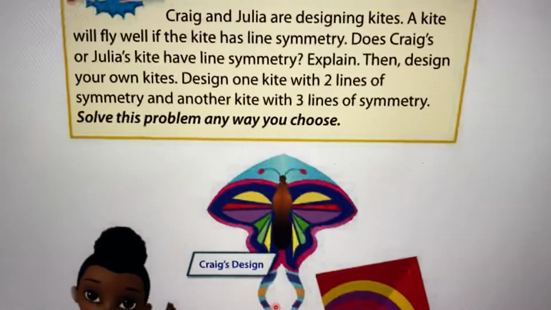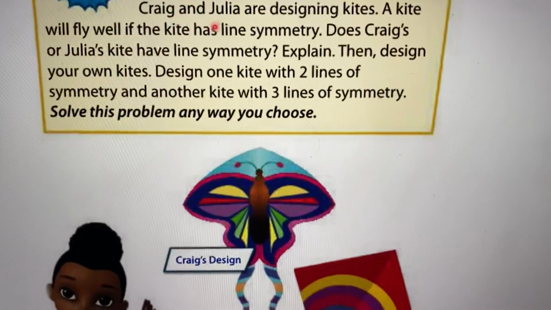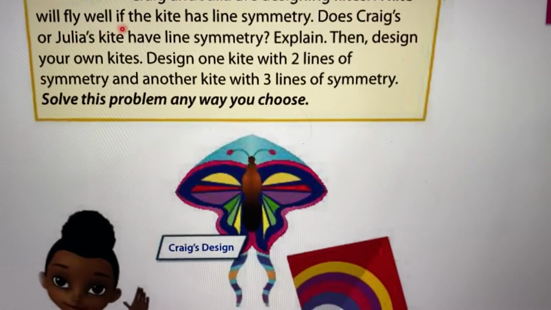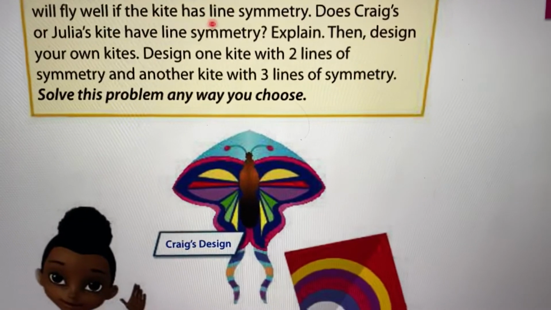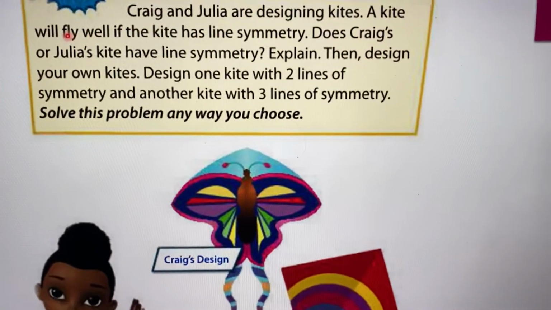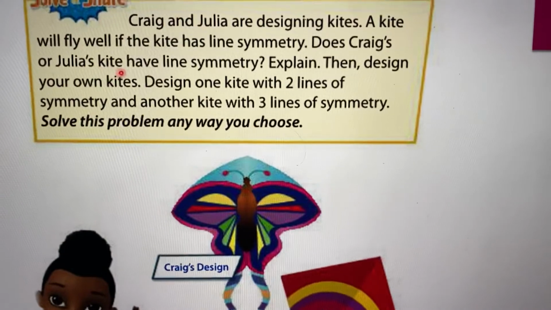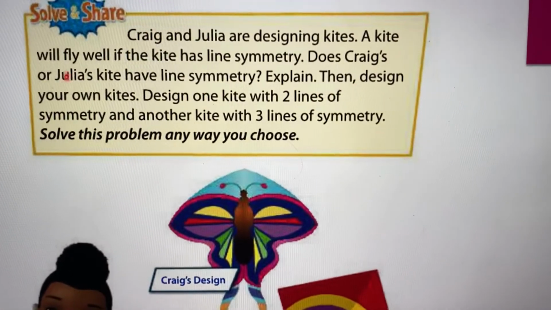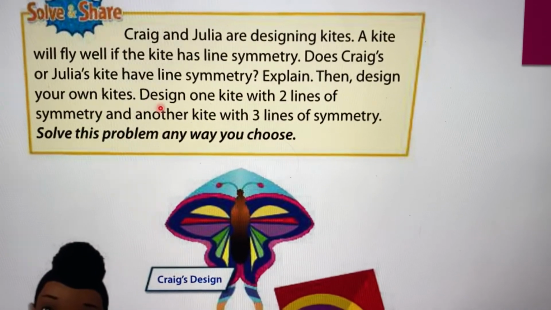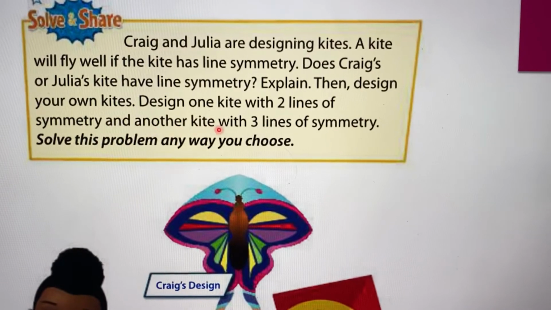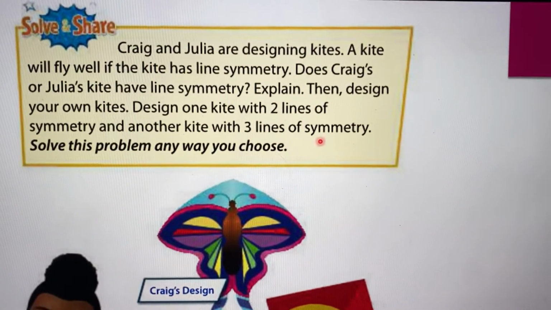Look at this question. Craig and Julia are designing kites. A kite will fly well if the kite has line symmetry. Does Craig's or Julia's kite have line symmetry? Explain. Then design your own kites. Design one kite with 2 lines of symmetry and another kite with 3 lines of symmetry.